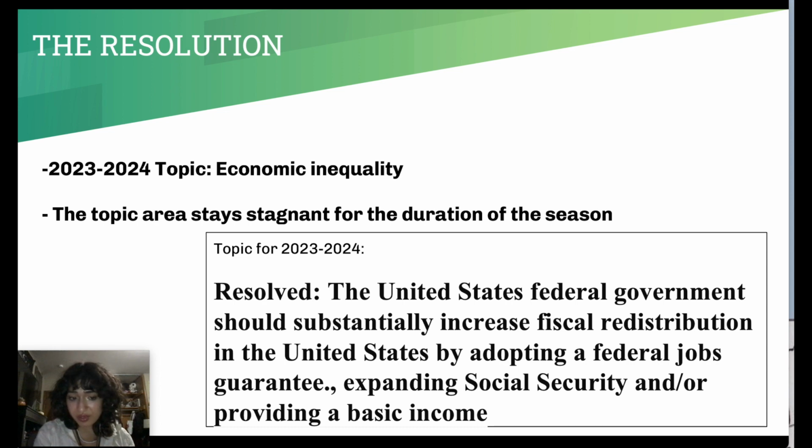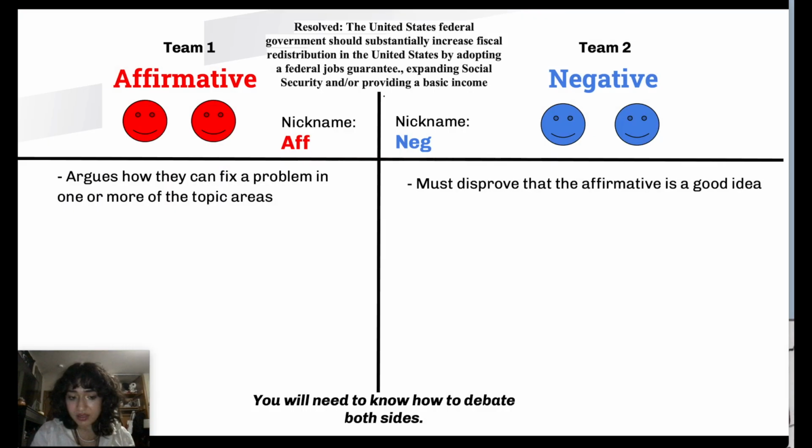The text of the resolution is: Resolved, the United States federal government should substantially increase fiscal redistribution in the United States by adopting a federal jobs guarantee, expanding Social Security, and/or providing a basic income. The resolution is the topic of debate for the season. It lays out the boundaries of the game. One side, the affirmative, argues how they can fix a problem in one or more of the topic areas. The other side, the negative, has to disprove that the affirmative is a good idea.